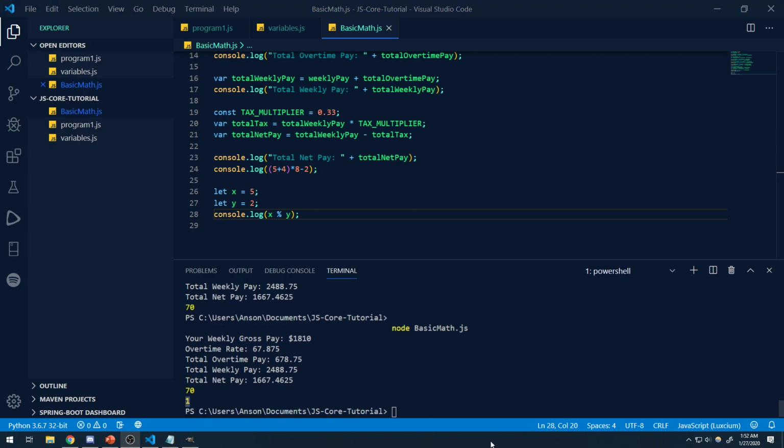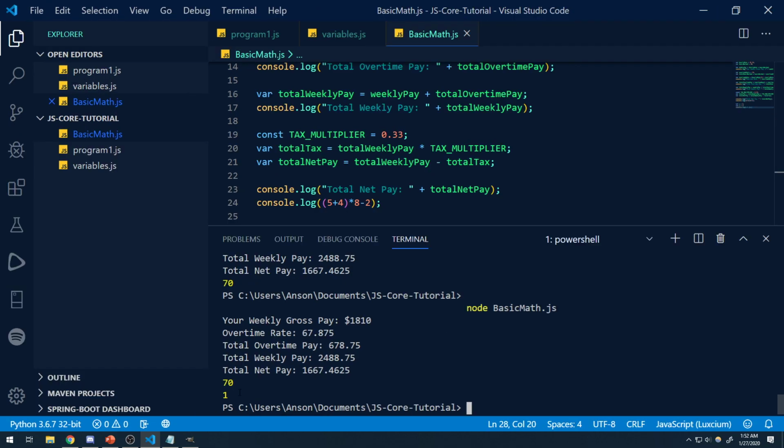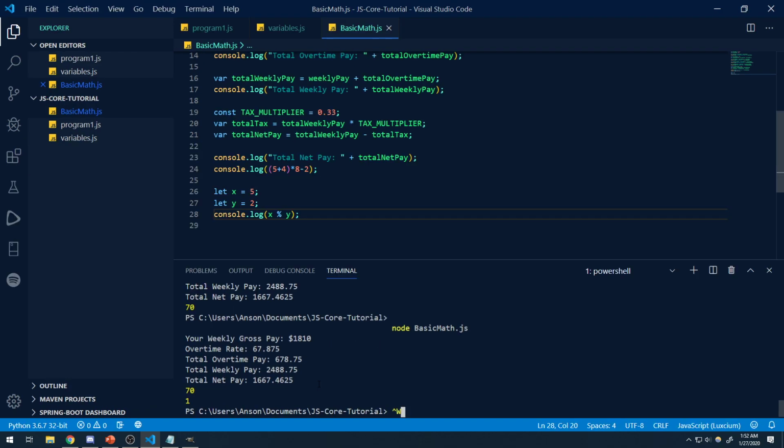Hopefully you guys can see that. I know it's very small, but let me zoom in a little bit. You can see 1 is down here. Zoom out a little bit. Okay, cool. And really, that's all modulo does. It just gets you the remainder.